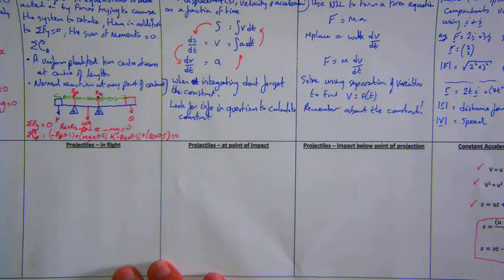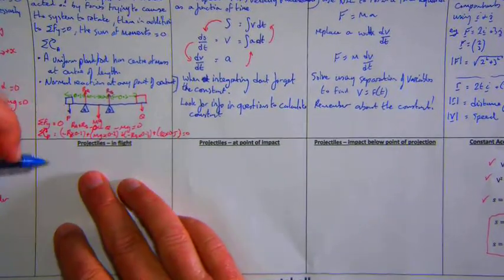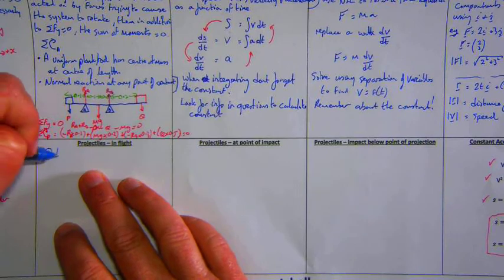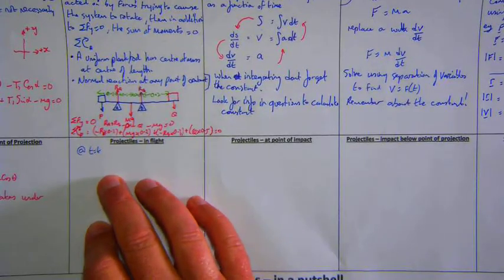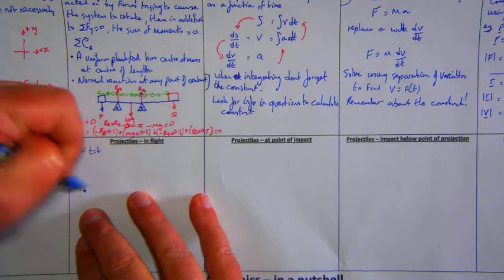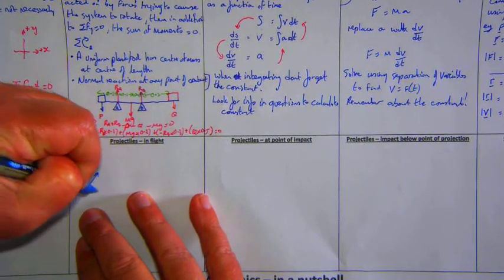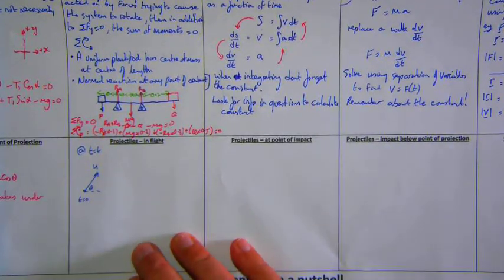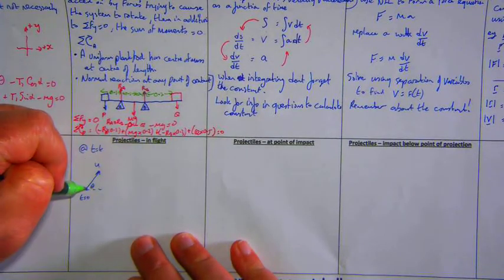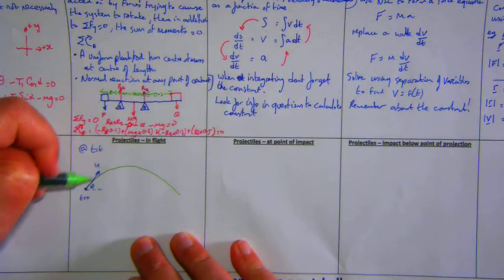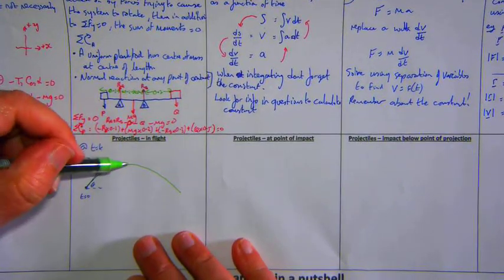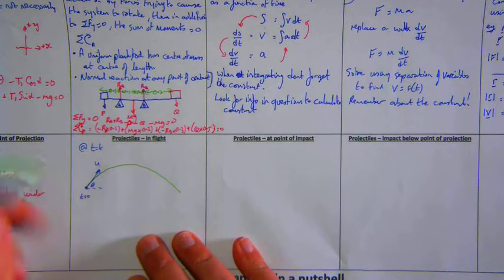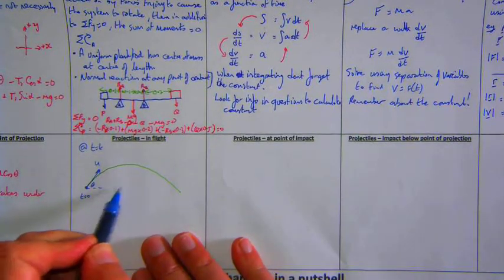While the thing is in flight, if we want to look at where it is at time t equals t, so it's initially projected here with u at angle theta, that's at time t equals 0. Its flight is a sort of parabolic arc. So its flight is going to go like that. It's going to rise, it's going to reach a maximum height, and then it's going to start to fall again, and it'll come back down and hit the ground.